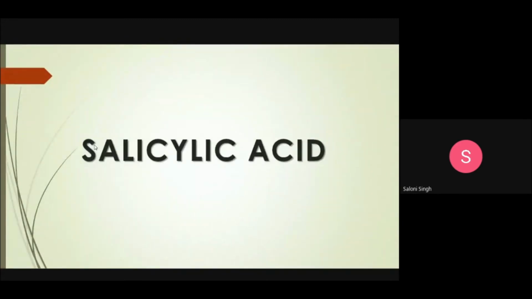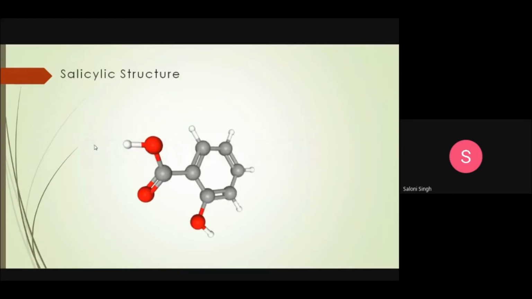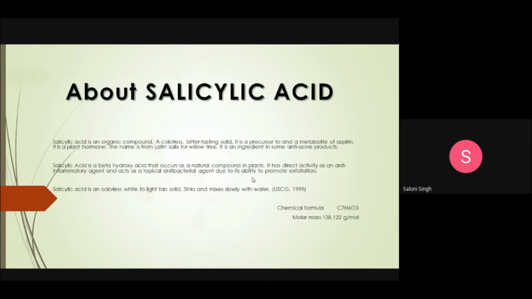This acid is an organic compound. See, this is the structure of salicylic acid. I will explain the structure later on one page. This is a hydroxybenzoic acid. Its IUPAC name is hydroxybenzoic acid. So I will explain this structure later, and we will move forward with this information.